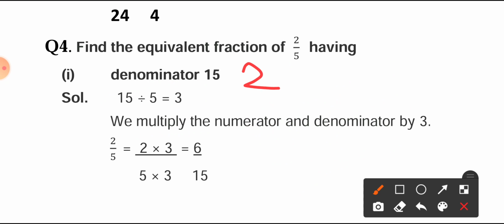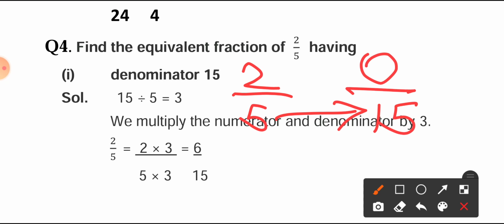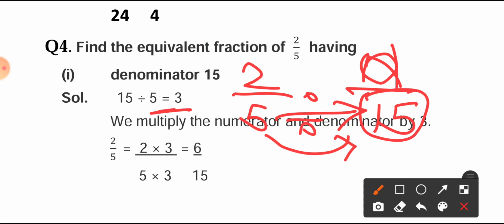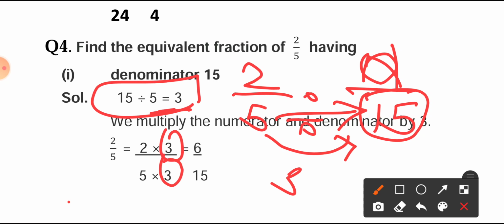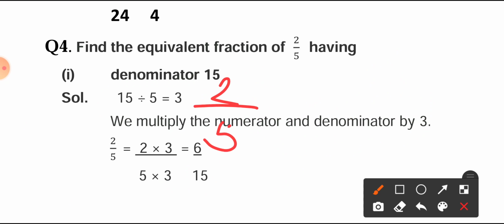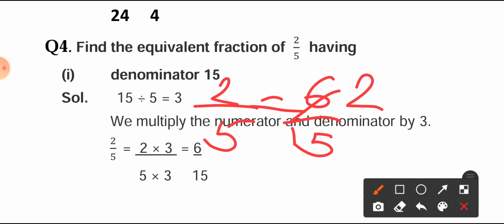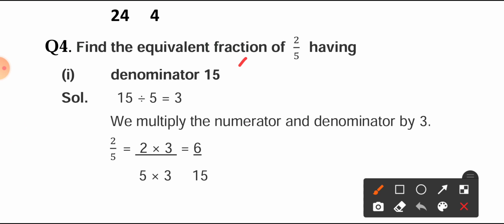Only one thing you have to do. Here 2 by 5 is given. Now in place of the denominator 15 is given and we do not know the value of this numerator. So what we have to do here? You have to divide this 15 by 5. You will get the answer as 3. So multiply by 3 in both numerator and denominator. So 2 threes are 6, 5 threes are 15, which is equal to 6 by 15. It means 6 by 15 is equal to 2 by 5. You can check, 3 twos are 6, 3 fives are 15. So 2 by 5 is equal to 2 by 5. Nothing else you have to do. First of all, 2 by 5 is given.